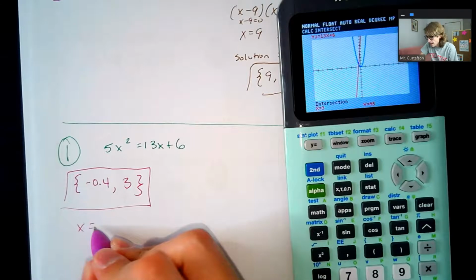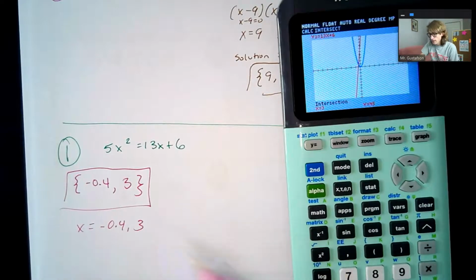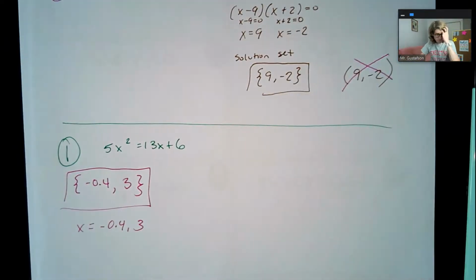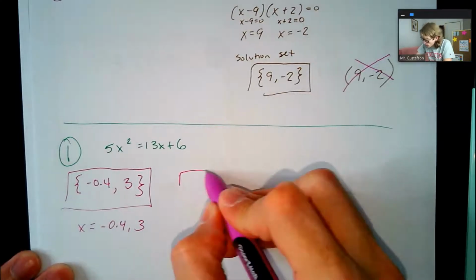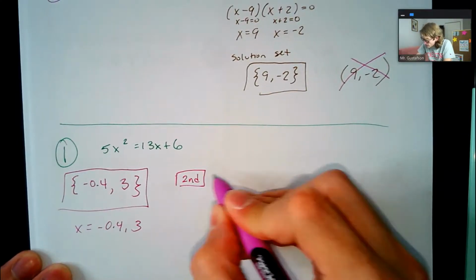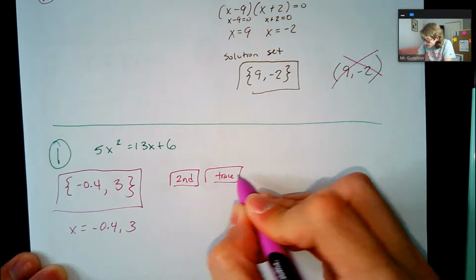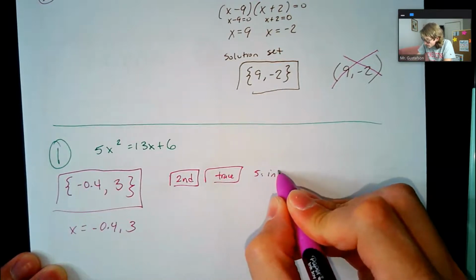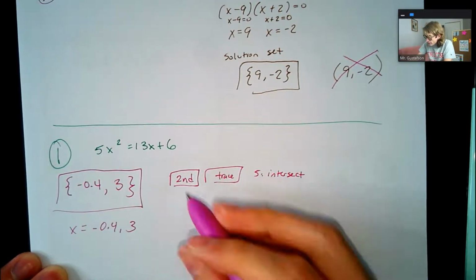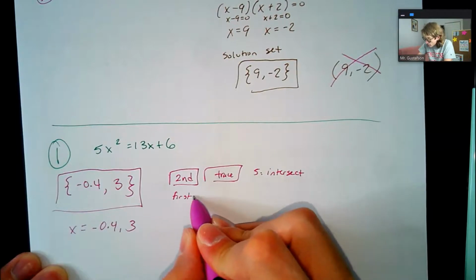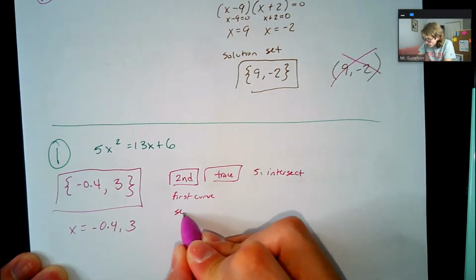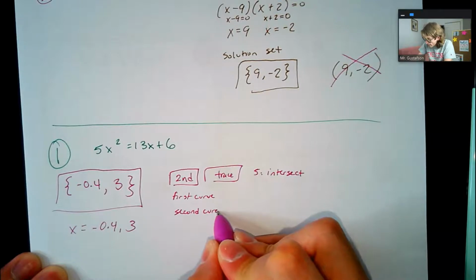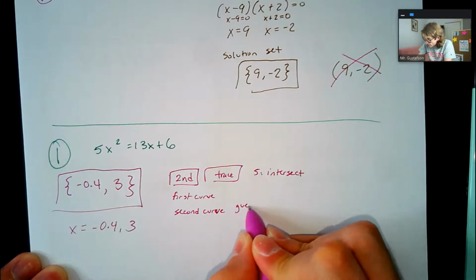Another way to write that, x equals -0.4 and 3. Let me write down the keys again. Second trace, and then this time it's 5 intersection, or intersect. And then it's first curve, second curve, and then finally guess.